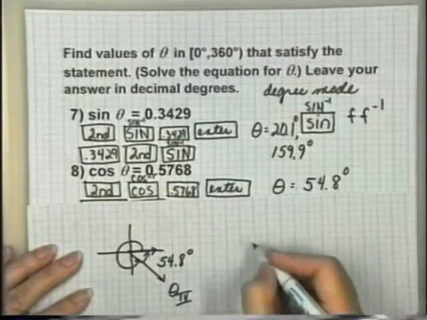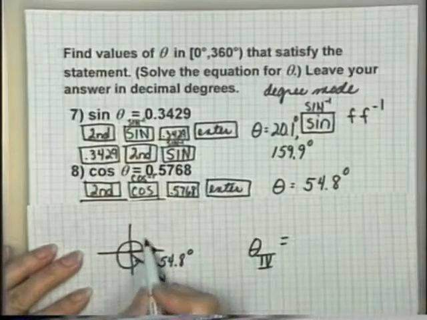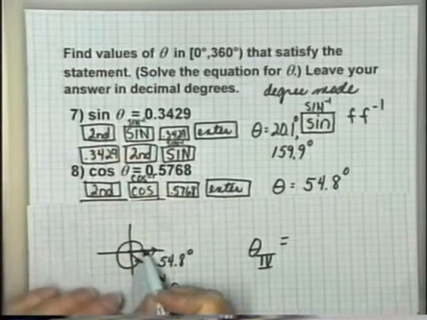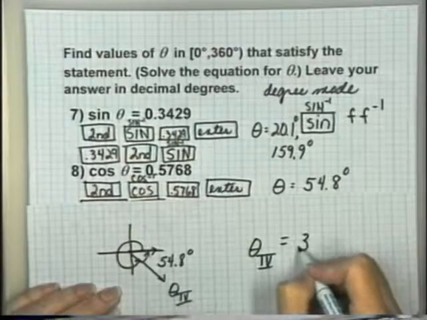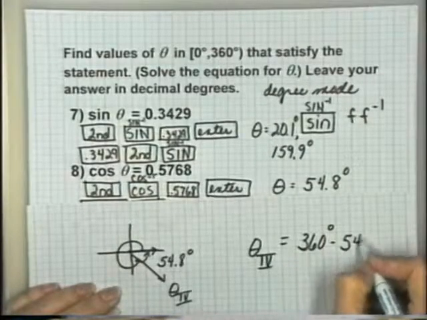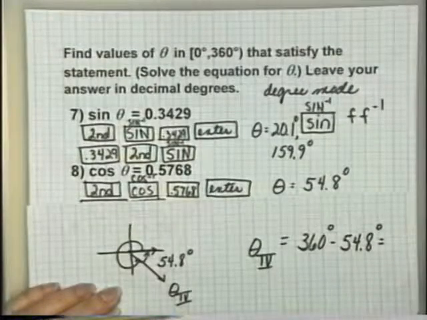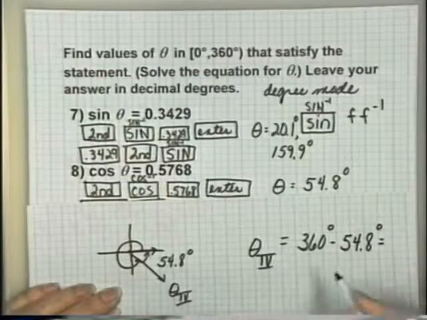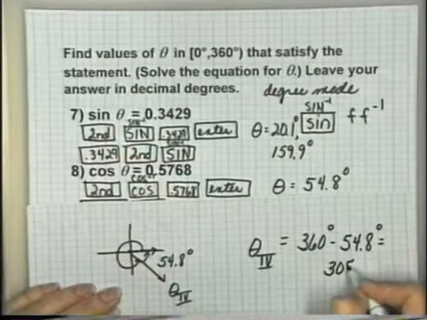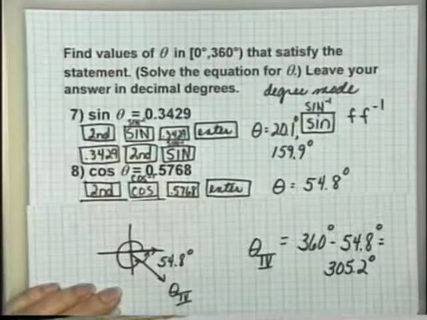So the way that we will find our fourth quadrant angle, since we know all the way around is 360 degrees, we'll say 360 degrees subtract 54.8 degrees. And what do you get when you do that? Did you get 305.2 degrees?